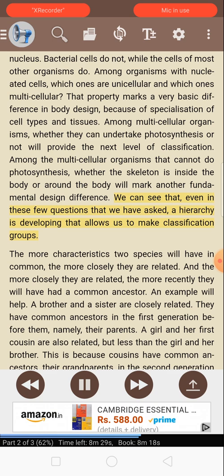We can see that, even in these few questions that we have asked, a hierarchy is developing that allows us to make classification groups. The more characteristics two species will have in common, the more closely they are related. And the more closely they are related, the more recently they will have had a common ancestor.